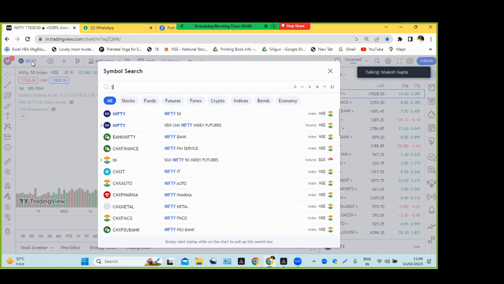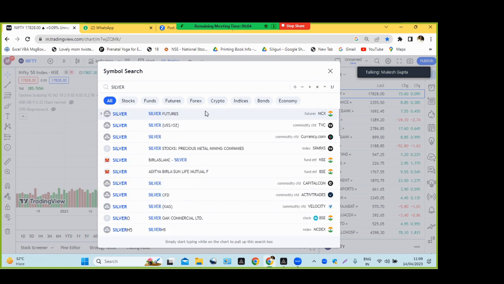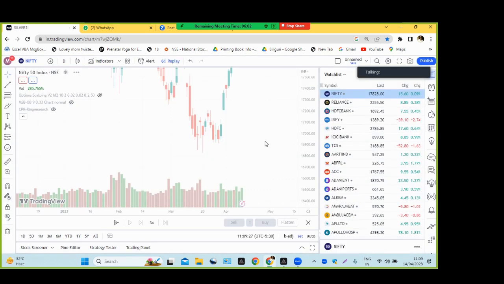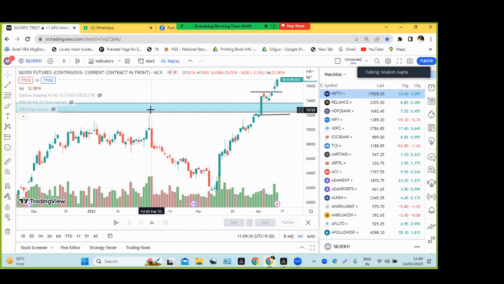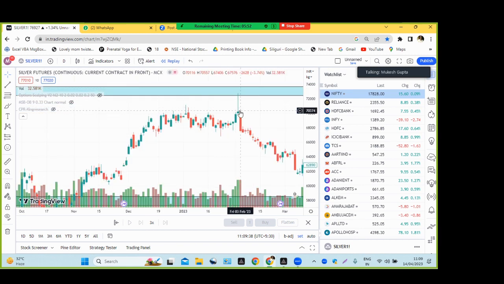So let me show you silver. Some guy asked me for silver, so I gave the analysis. Let me show you. See this. If you see this candle carefully, see this one. This is the time of 2nd Feb. What kind of candle is this? Strong rejection. Can you see? Shooting star.